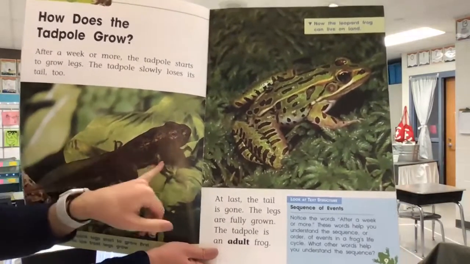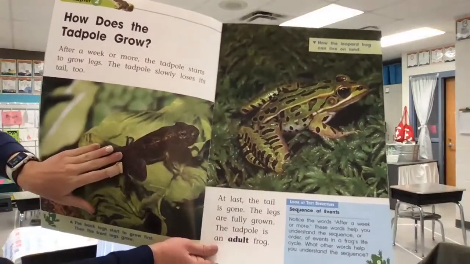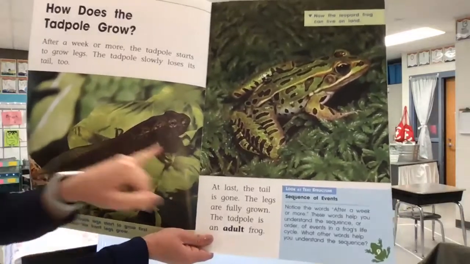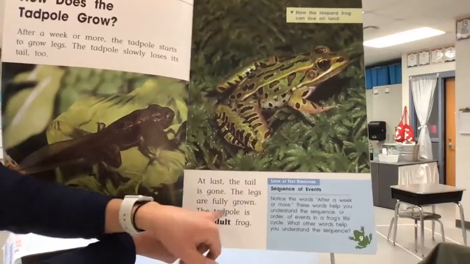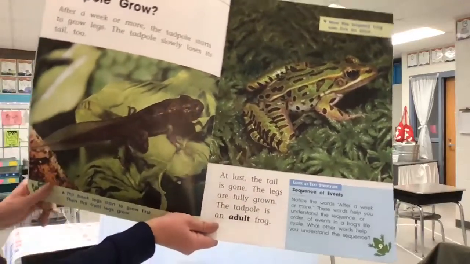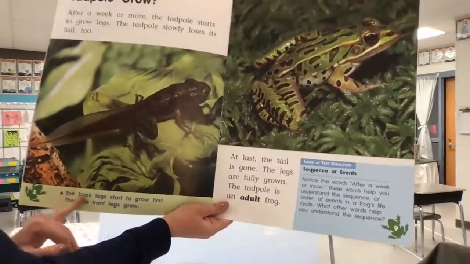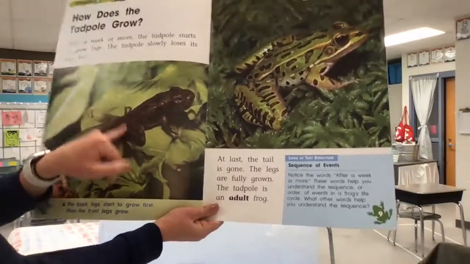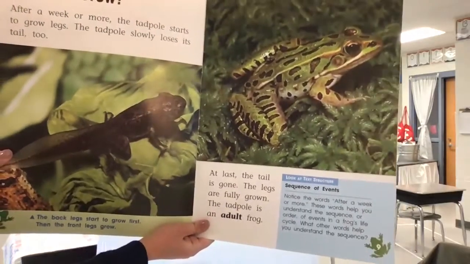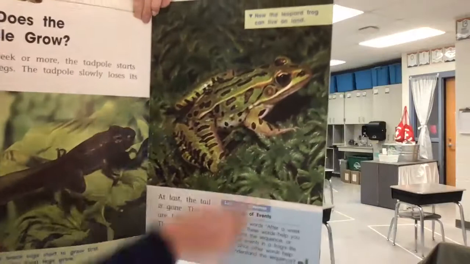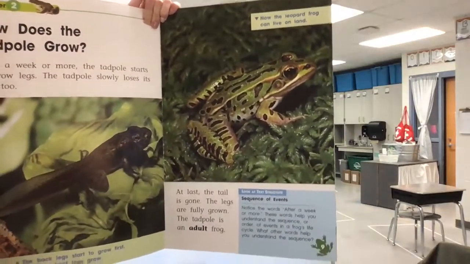So now you can see that the legs are starting to grow off of the tadpole, and then it's going to lose its tail and become a frog. At last, the tail is gone, and the legs are fully grown. The tadpole is now an adult frog. So our caption here says the back legs start to grow first, and then the front legs grow. And our caption over here says, now the leopard frog can live on land. It doesn't have to stay in the water.